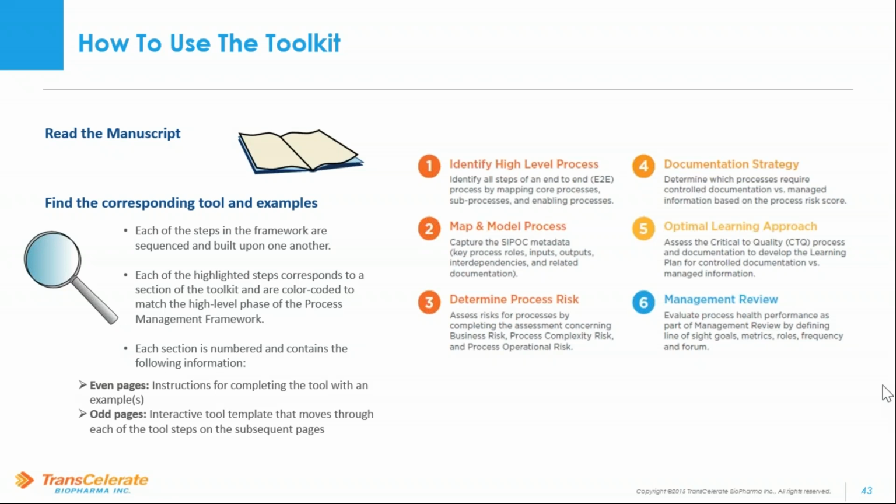Each of the steps highlighted in the toolkit correspond to a section of this toolkit and are color-coded to match the high-level phase of the process management framework. Each section is numbered and contains the following information. So the even pages give instructions for completing the tool with an example, while the odd pages are an interactive tool template that really moves through each of the tool steps on the subsequent pages.